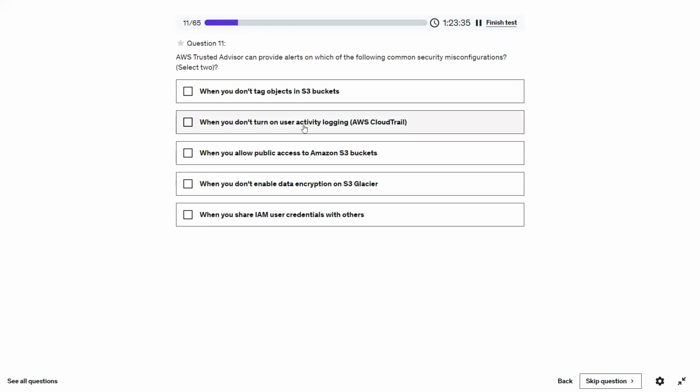When you don't turn on user activity logging, that looks correct. When you allow public access, yes, correct. When you allow public access, it will give you a security recommendation: don't allow everyone public access to your S3 bucket. Just go with a limited number of users, whatever your audience is. When you don't enable data encryption: wrong. When you share IAM credentials: wrong.